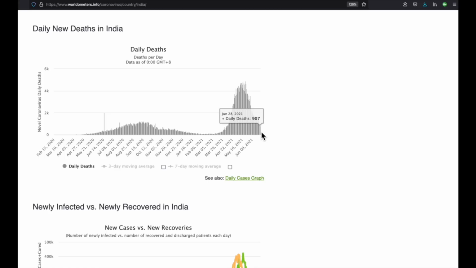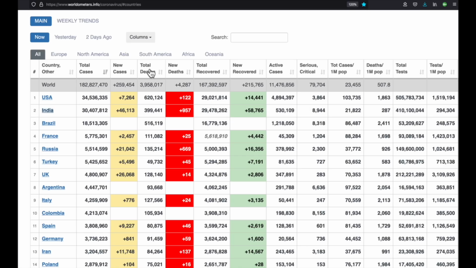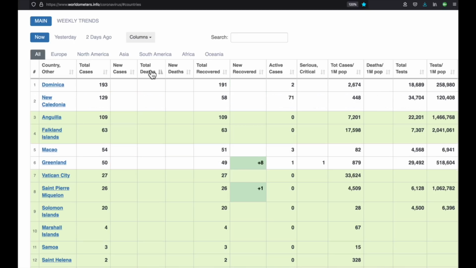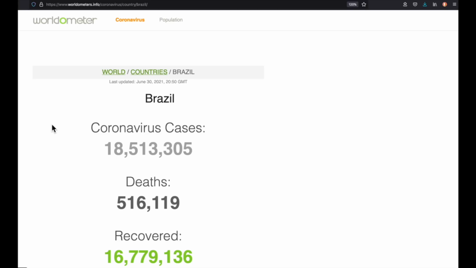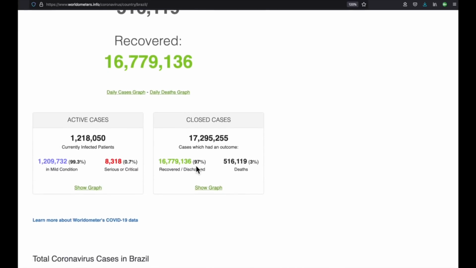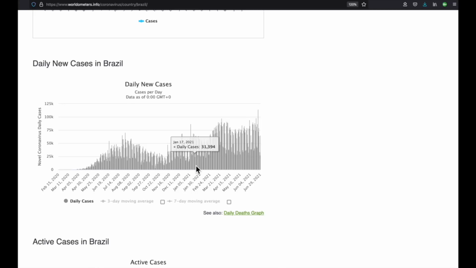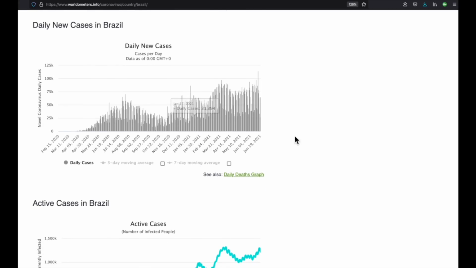Brazil has the second most, with over 500,000 dead. And this is daily new cases. And this doesn't look good, right? This does not look like it's going away at the moment. Right, that was a week ago, 100,000 a day. That doesn't appear good.